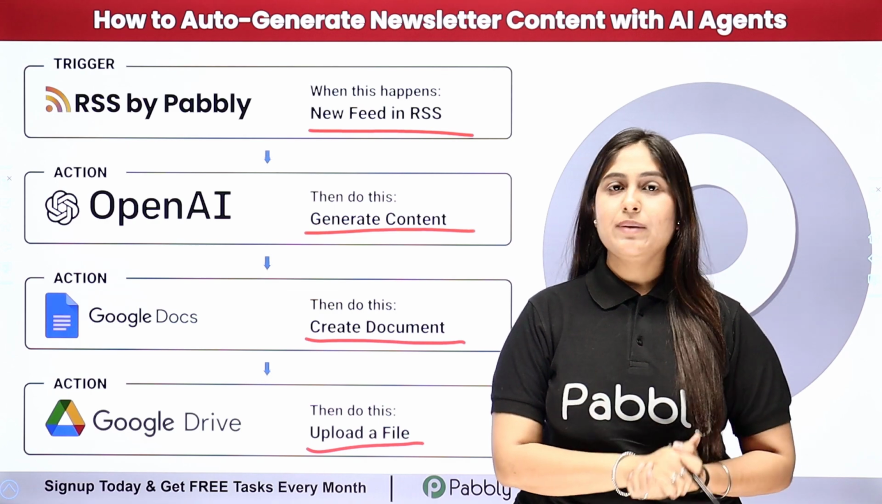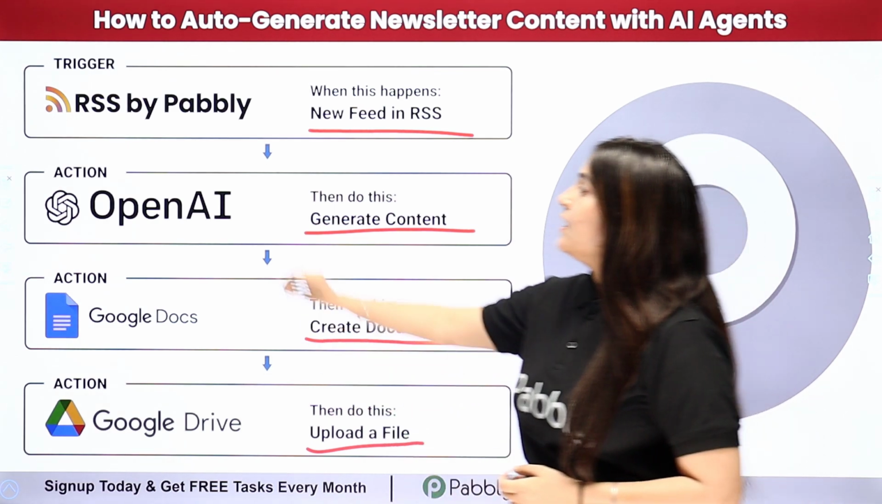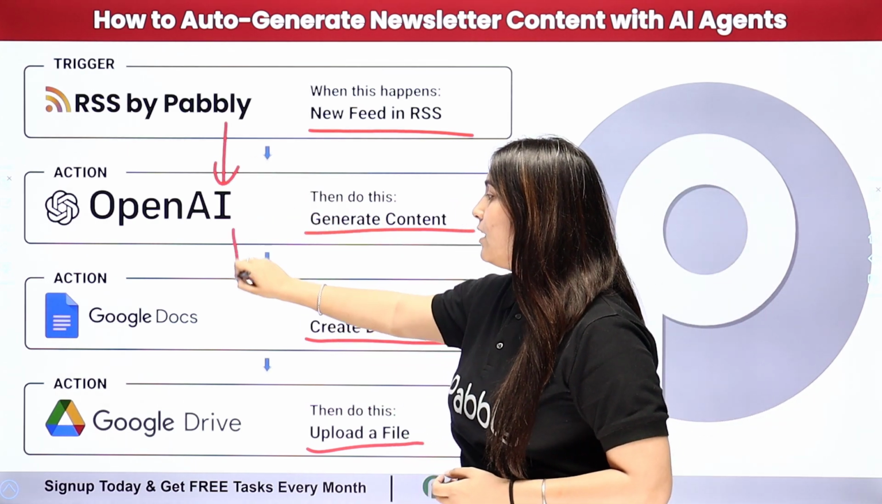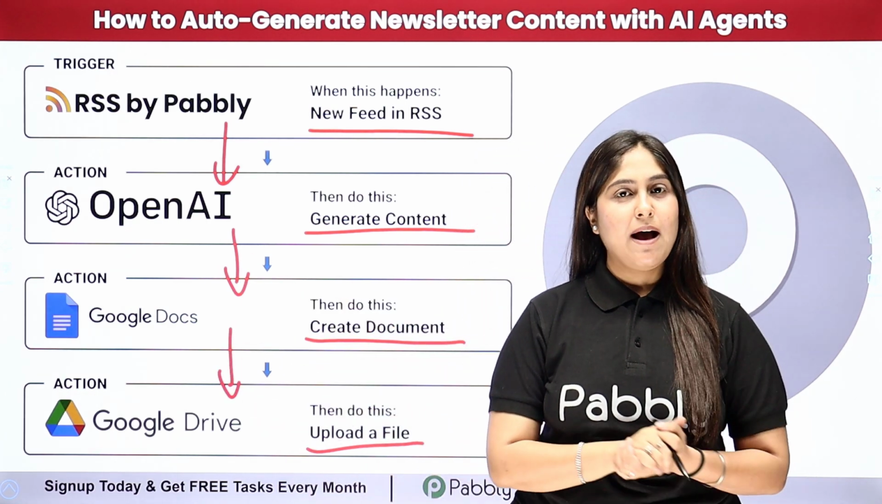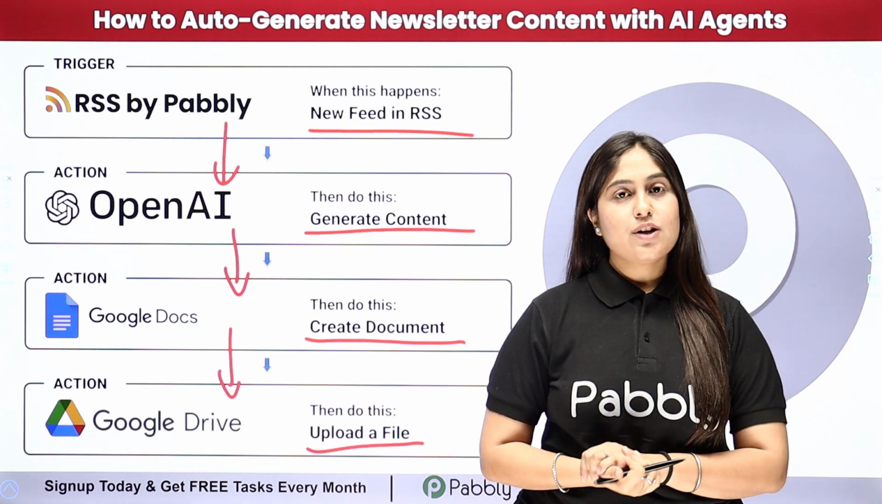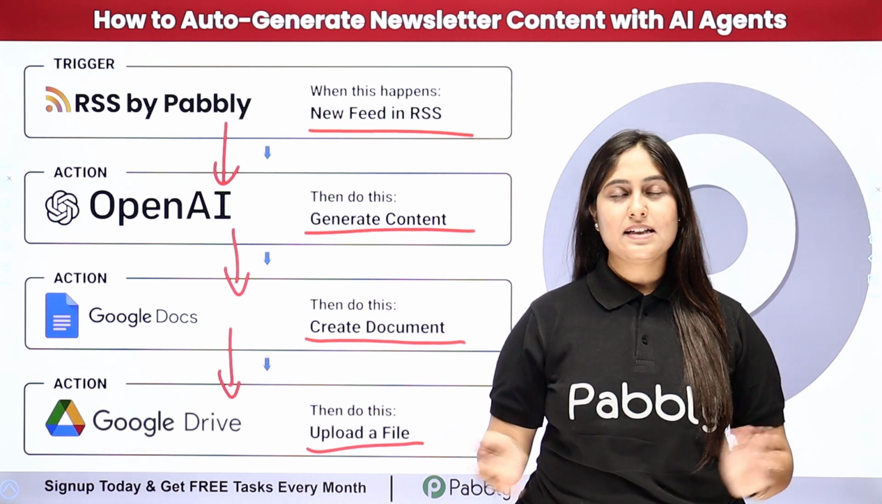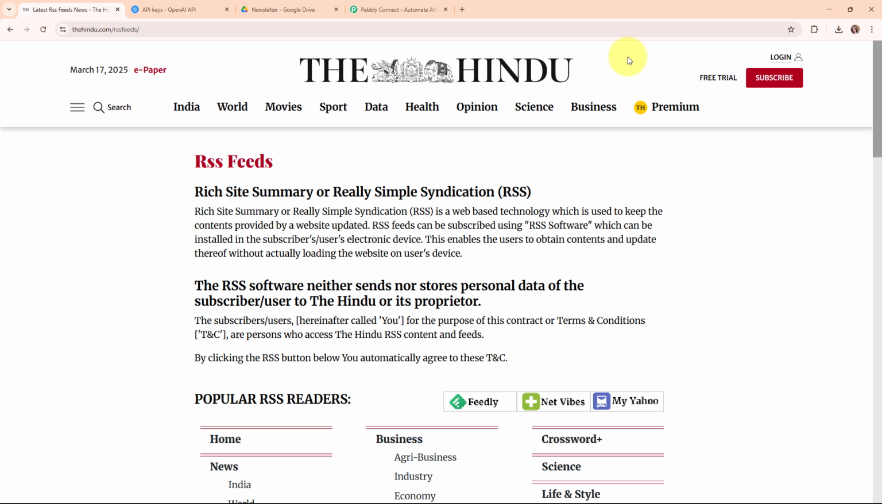So now here to automate the entire process, I need to connect my RSS by Pabbly with OpenAI, Google Docs and Google Drive using an automation software named Pabbly Connect. So to see the working of this automation and to learn this process step by step, let me take you to my screen. Welcome to my screen.